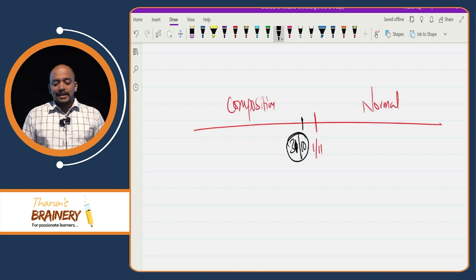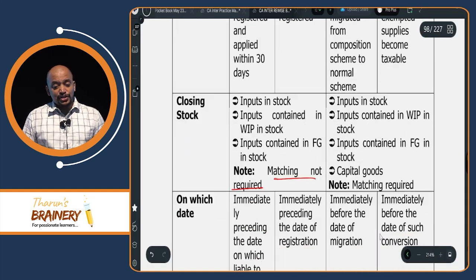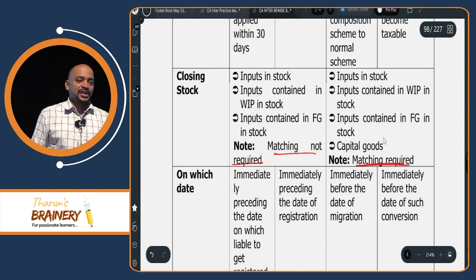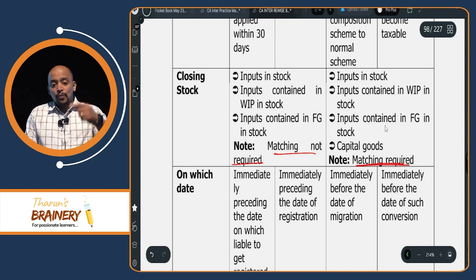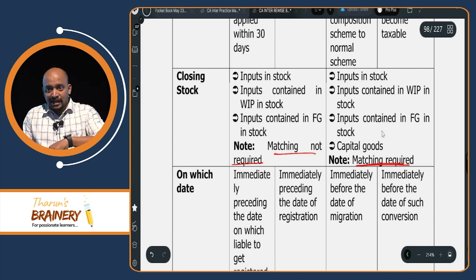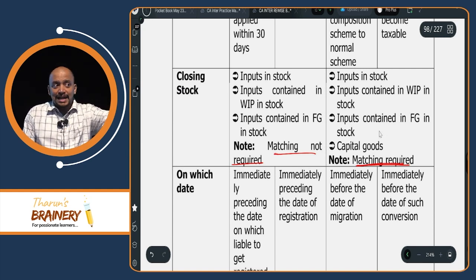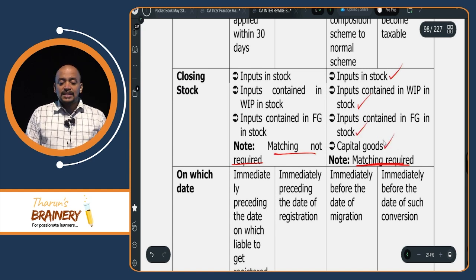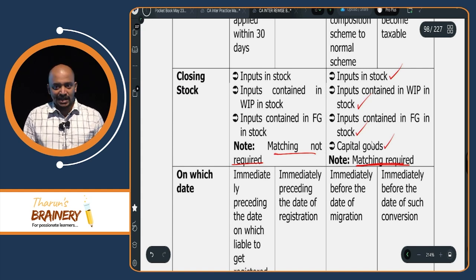Okay. And matching is required or matching is not required? Matching is required. Unfortunately, matching is required. Which means whatever ITC that I am taking should be reported by supplier in their GSTR1. So, inputs in stock, inputs in WIP in stock, inputs in FG in stock, and even on capital goods. But on capital goods, full ITC, full GST paid cannot be availed as ITC. So, we need to give a depreciation.